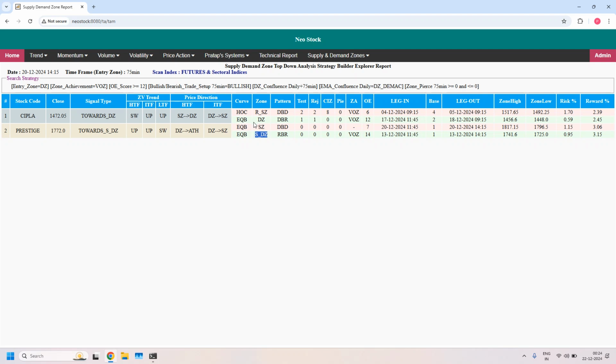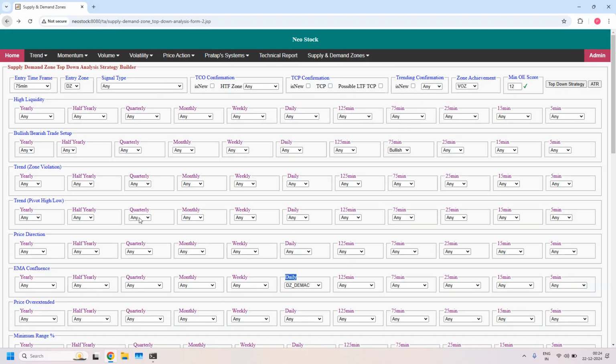These 2 are 75 minutes demand zones. These 2 75 minutes demand zones are part of the daily demand zone. That daily demand zone is having daily EMA confluence. That's why, because these 2 are part of the daily zone, these 2 are even more high probability trade setup supported zones. This is how we should understand. Okay, this is about the EMA confluence. Next, let us look for LTF, ITF and HTF demand zone confluence.